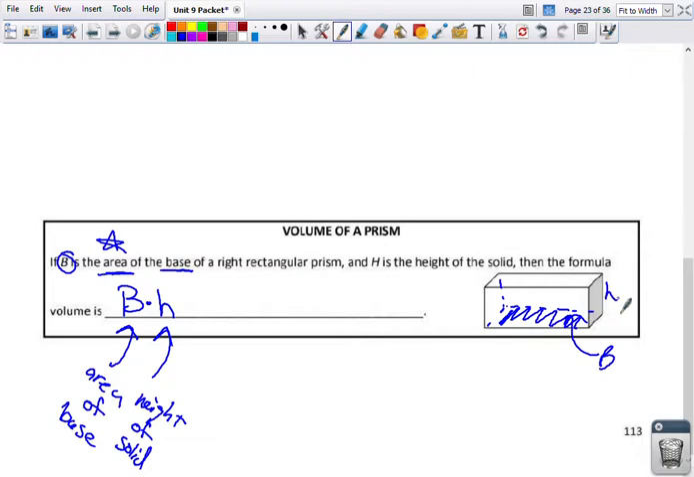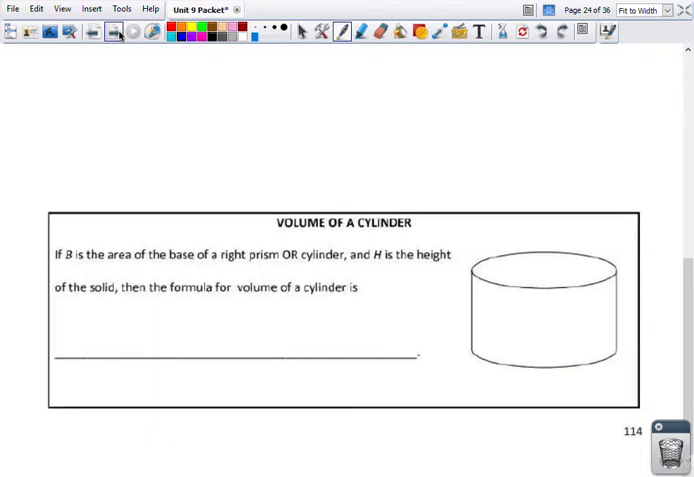It doesn't matter exactly which base you pick, as long as if you're talking about a prism, you're talking about the faces that are parallel. But with the rectangular prism, it doesn't actually really matter. All right. So I'm going to skip over this activity, drop down all the way to the bottom.